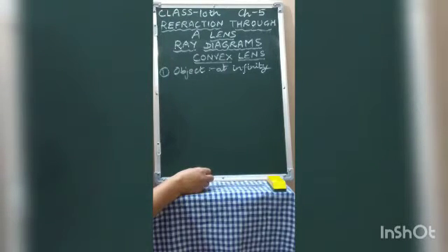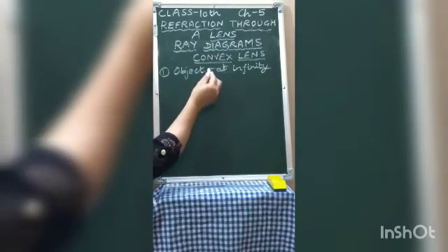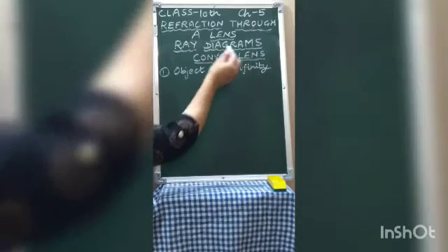Hello children, last time I told you the principal ways to draw the ray diagrams. So today we will do the location and characteristic of images formed by the lenses. We will do the ray diagrams. Now first we will start with the convex lens.